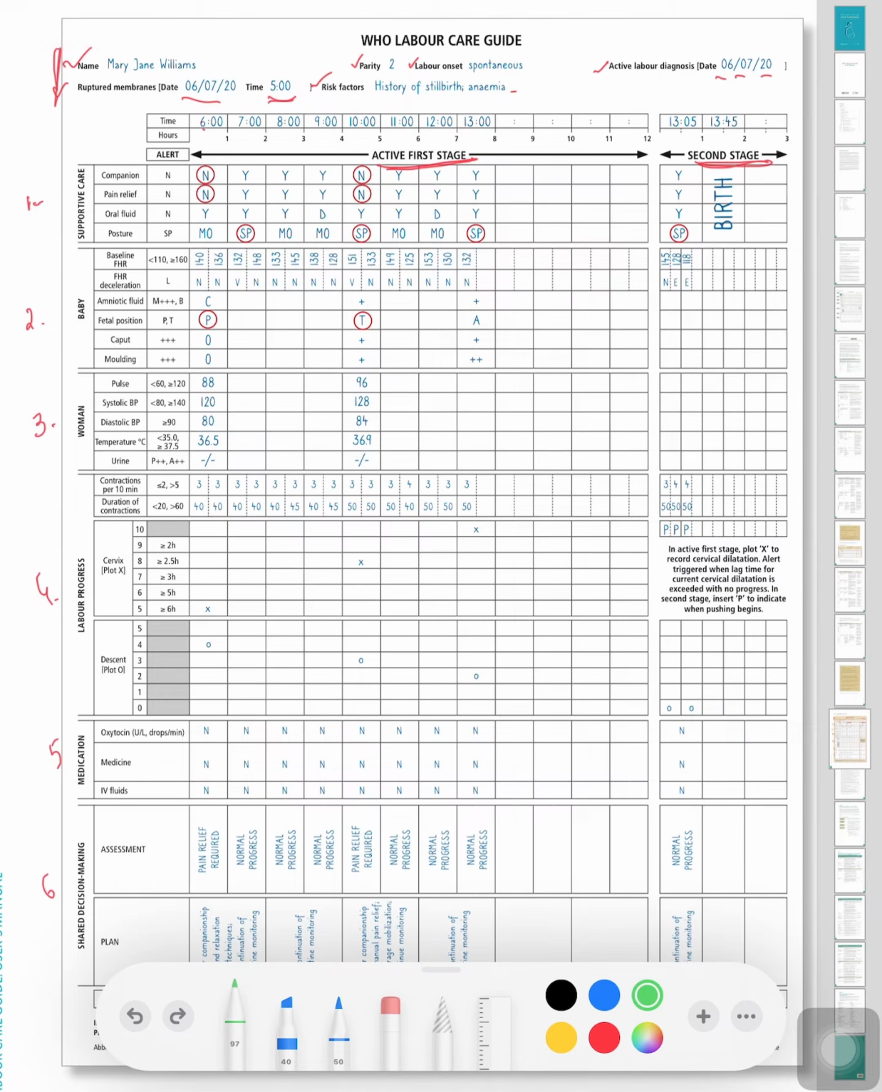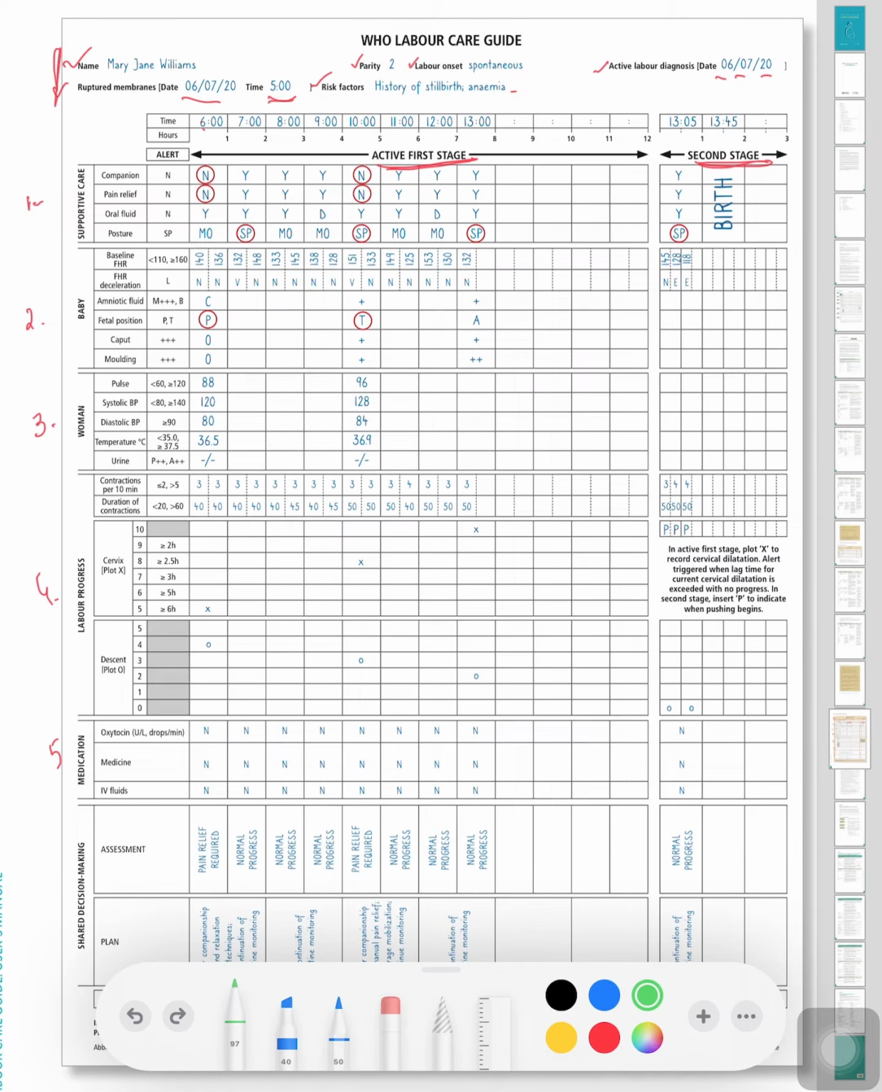Now we come to the health of the baby. So first is baseline fetal heart rate, fetal deceleration, amniotic fluid, fetal position, caput, and molding. So the heart rate, if it is less than 110 beats per minute or greater than 160 beats per minute, that is an alert. Okay, so the normal heart rate should be between 110 to 160 for the fetus. If it is less than 110 or greater than 160, you have to be alert. Okay, and you have to write that and circle it with the red pen.